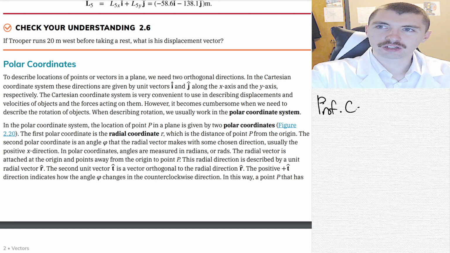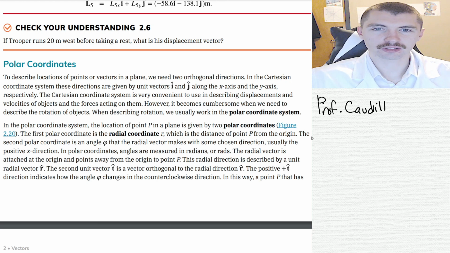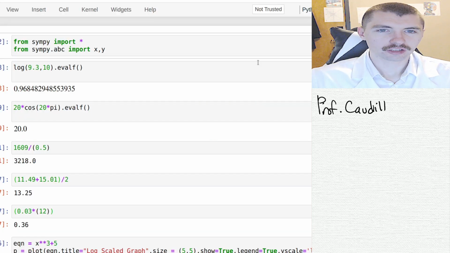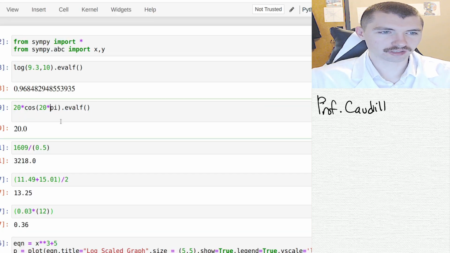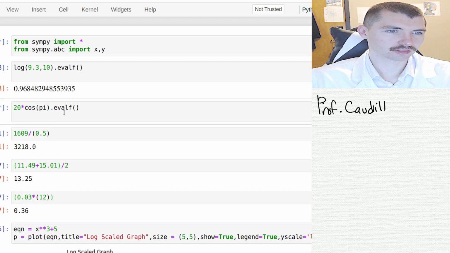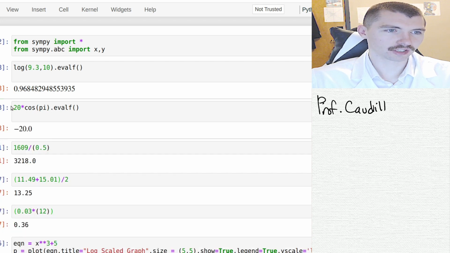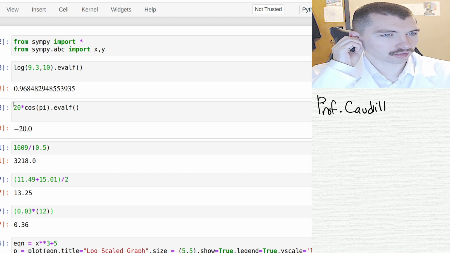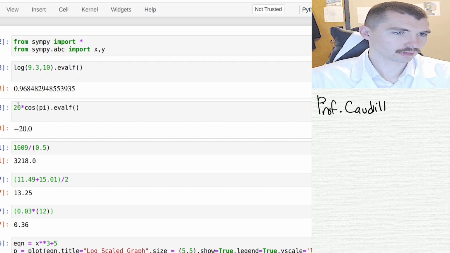I am Professor Caudill, and I wanted to start by fixing a small mistake we made last time. We were finding this displacement, and I don't know why I put in pi, but this should be -20 displacement. So my bad.